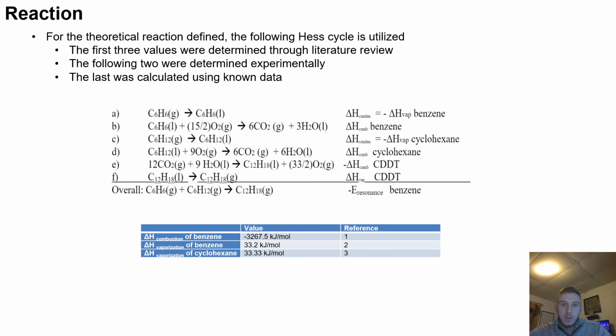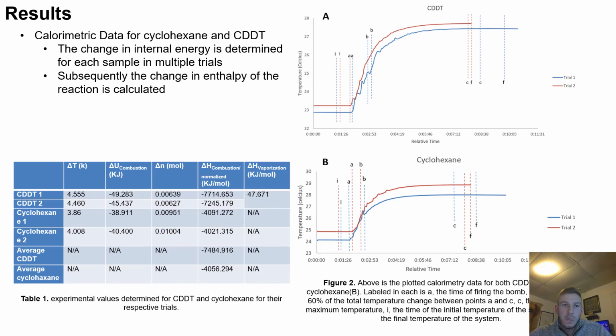But these 3 values were determined through literature review, and these values are found at the bottom. The following 2, the enthalpy of combustion of cyclohexane and the enthalpy of combustion of CDDT, were determined experimentally throughout this presentation, and they were determined through calorimetry as mentioned before. And the last value, the enthalpy of vaporization of CDDT, was calculated using known data of the vapor pressure of CDDT at certain temperatures. So shown here is the calorimetric data for cyclohexane and CDDT.